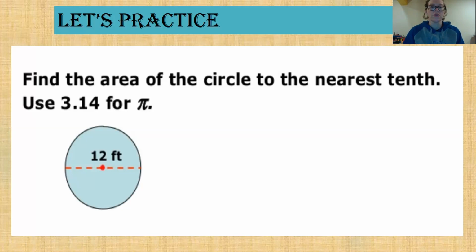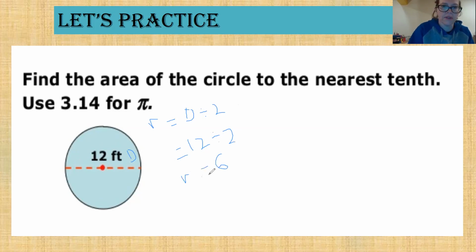So hopefully you remember what the first step is, right? In order to find out what the radius is, we're going to take our diameter and divide by 2 to get our radius. So our diameter is 12, so 12 divided by 2 should give us 6. So now we know that our radius is 6.